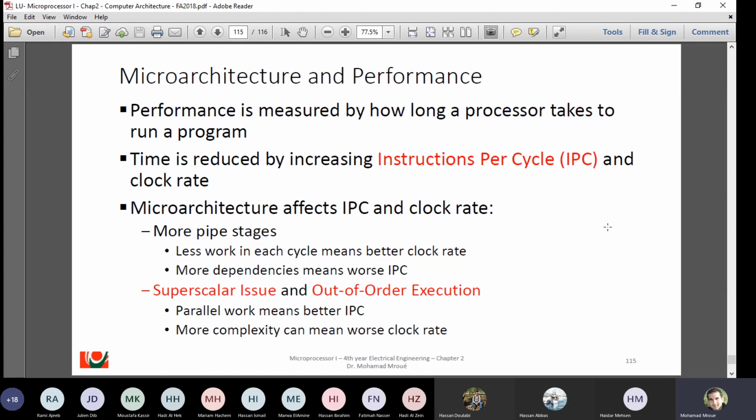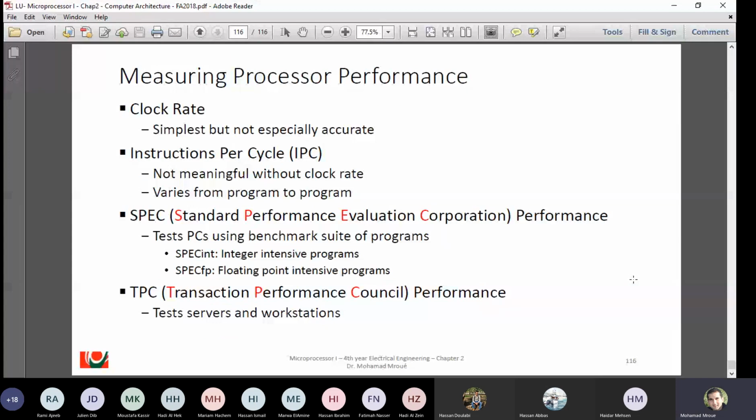Now, just as information, performance is measured by how long a processor takes to run a program. So time is reduced by increasing instructions per cycle and clock rate. Microarchitecture affects IPC, the instructions per cycle, and clock rate. So more pipe stages means less work in each cycle, which means better clock rate, and more dependencies means worse IPC. Superscalar issue and out of order execution, parallel work, means better IPC. More complexity can mean worse clock rates. So the clock rate is the simplest measure, but not especially accurate.